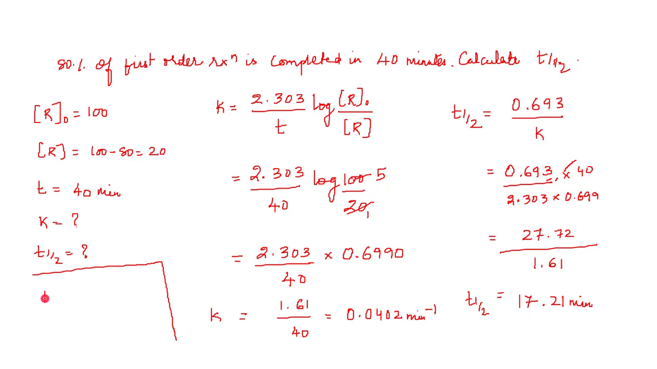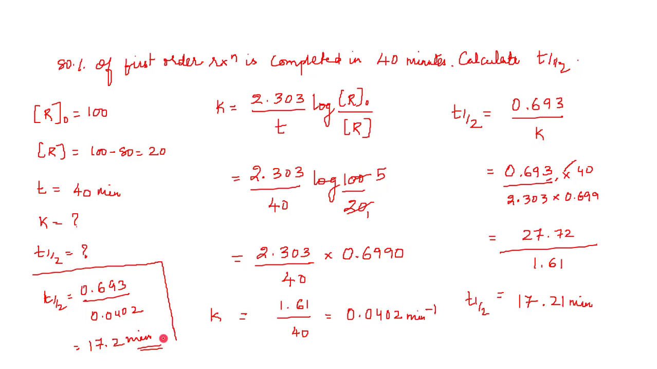Or do direct substitution. T half is equal to 0.693 divided by, how much did we get the answer here? 0.0402. 0.693 divided by 0.0402. You will be getting the answer as 17 point, the decimal values will vary a bit, 17.2 you can write minutes.